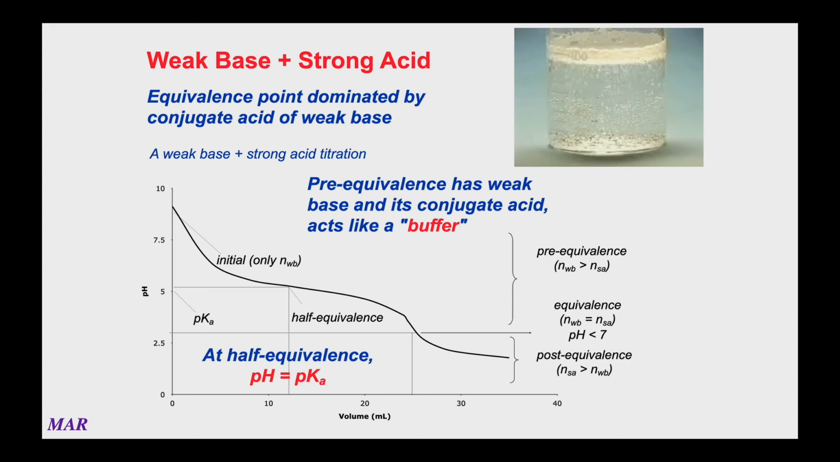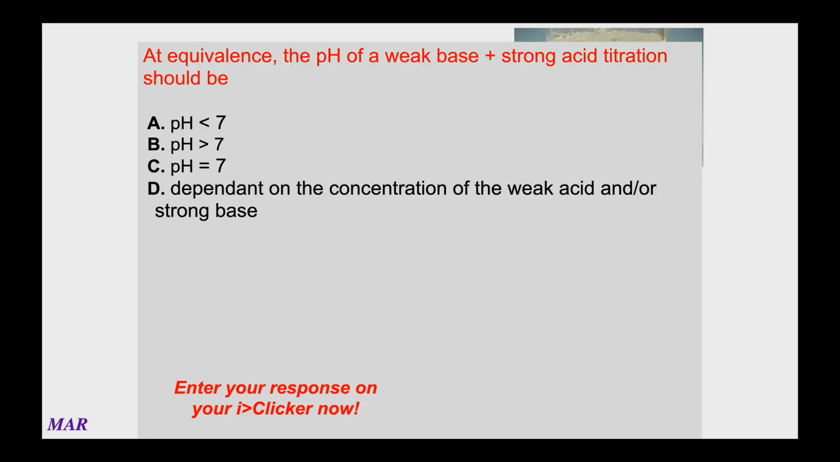There will be an initial point where you have only weak base. There will be an equivalence point where the weak base and strong acid moles are equal, and then pre-equivalence, more moles of weak base than strong acid, and post-equivalence, more moles of strong acid than weak base. At equivalence, the pH of a weak base plus strong acid titration should be.